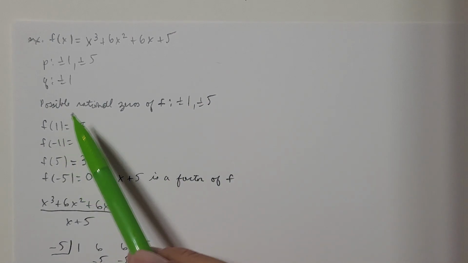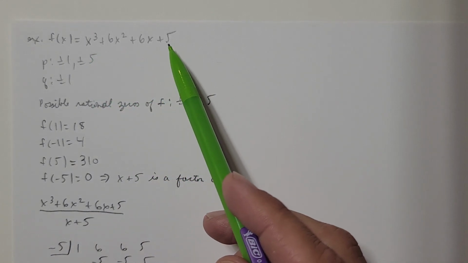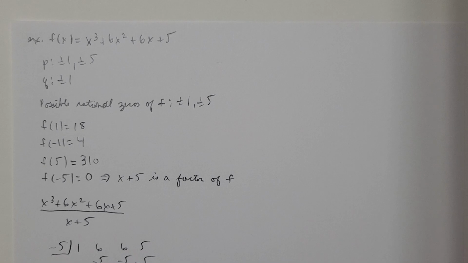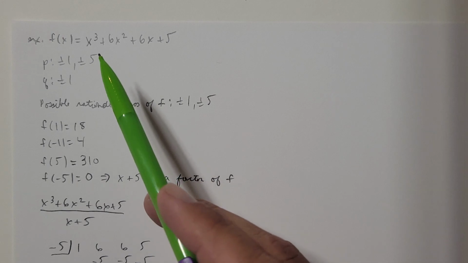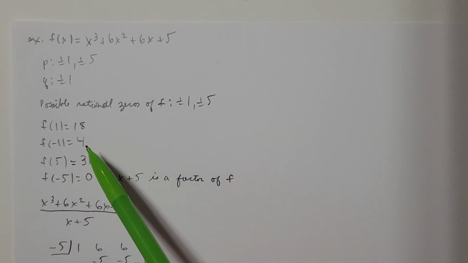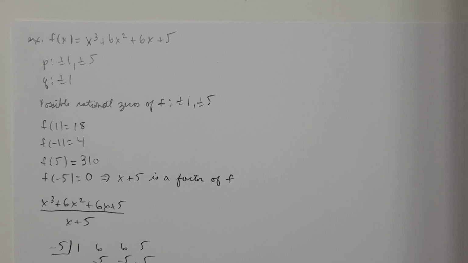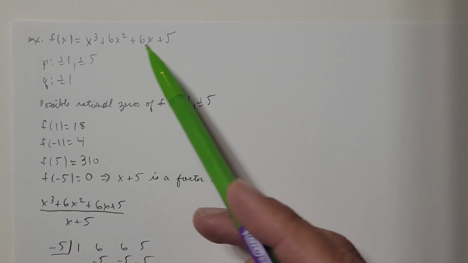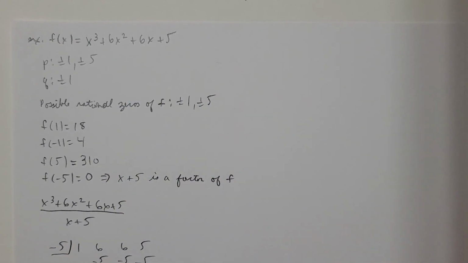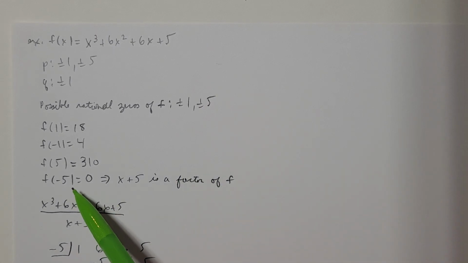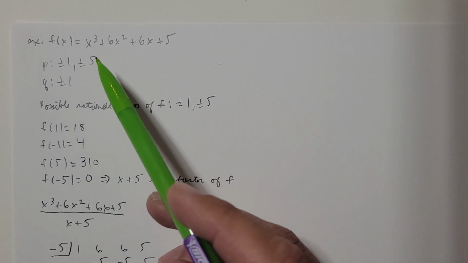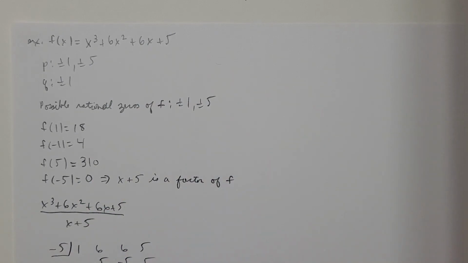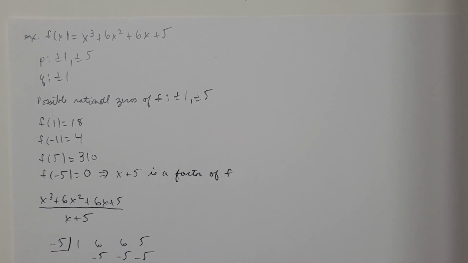If I plug in 1, plus 6 plus 6 plus 5 is 18. That's not a 0, right? If I plug in negative 1, I get 4 in return, so that's no good. If I plug in 5 into that, I was getting 310. So that's not 0. But if I plug in negative 5, and for x, I'm getting 0 left over.